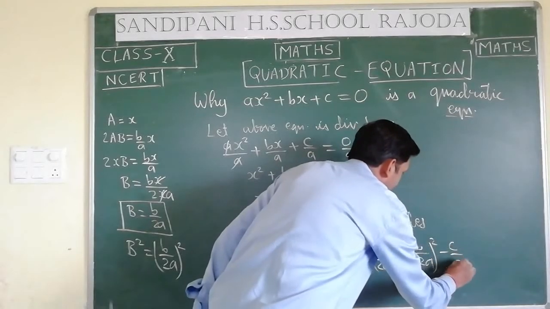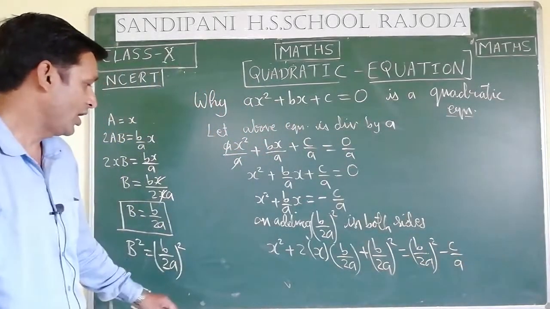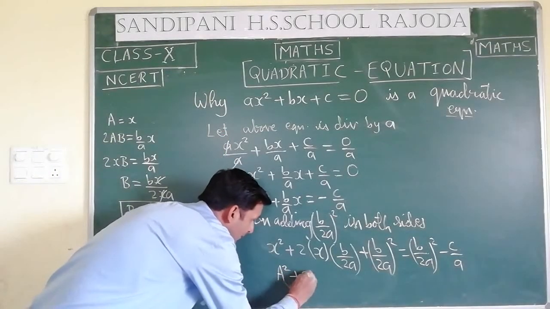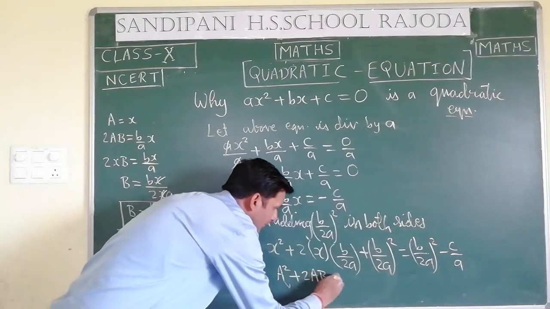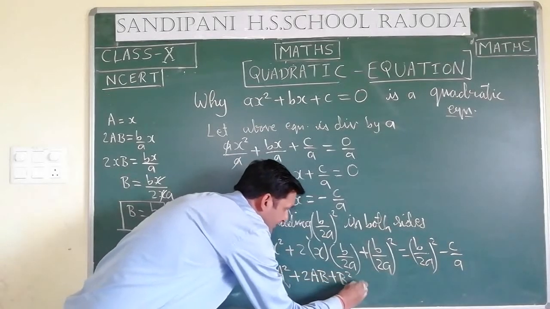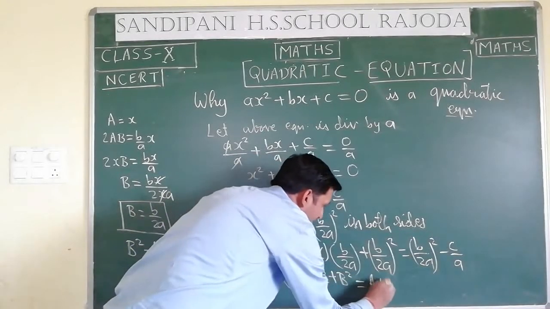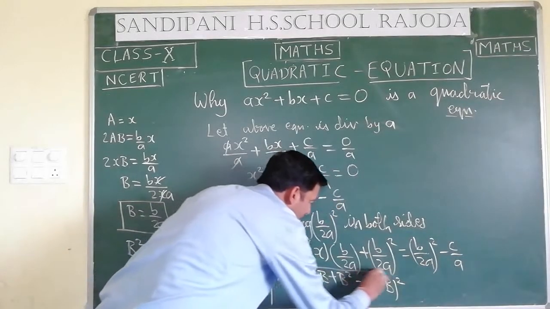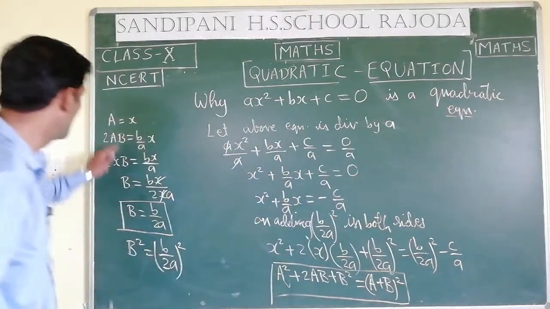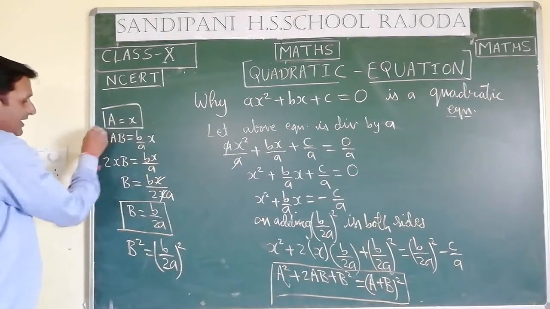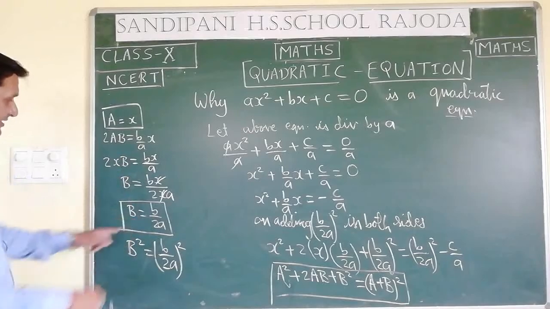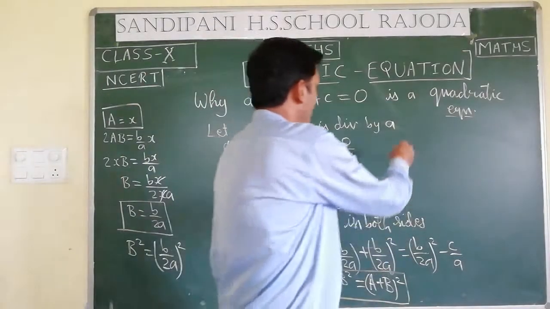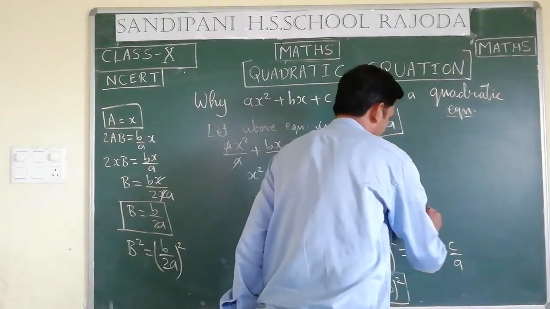minus c upon a. So now we can say that it is in the form of a square plus 2ab plus b square, that is equal to a plus b whole square. This is the applied formula. In place of a, already we know x, and in place of b, this is assigned already, b upon 2a. So now we may proceed it in this manner.